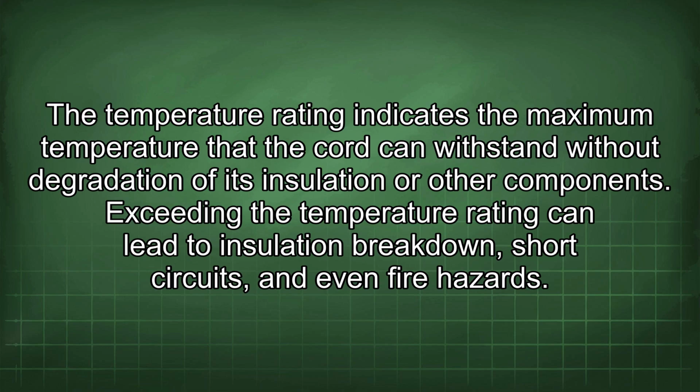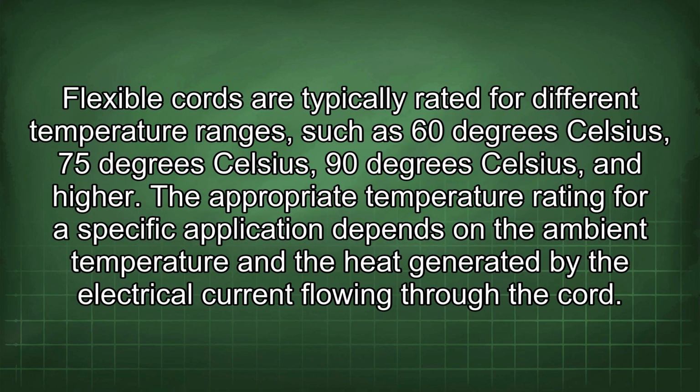The temperature rating indicates the maximum temperature that the cord can withstand without degradation of its insulation or other components. Exceeding the temperature rating can lead to insulation breakdown, short circuits, and even fire hazards. Flexible cords are typically rated for different temperature ranges, such as 60 degrees Celsius, 75 degrees Celsius, 90 degrees Celsius, and higher. The appropriate temperature rating for a specific application depends on the ambient temperature and the heat generated by the electrical current flowing through the cord.